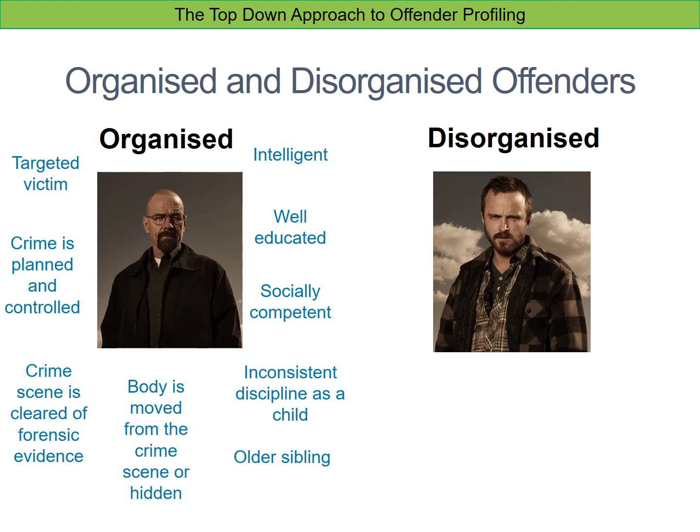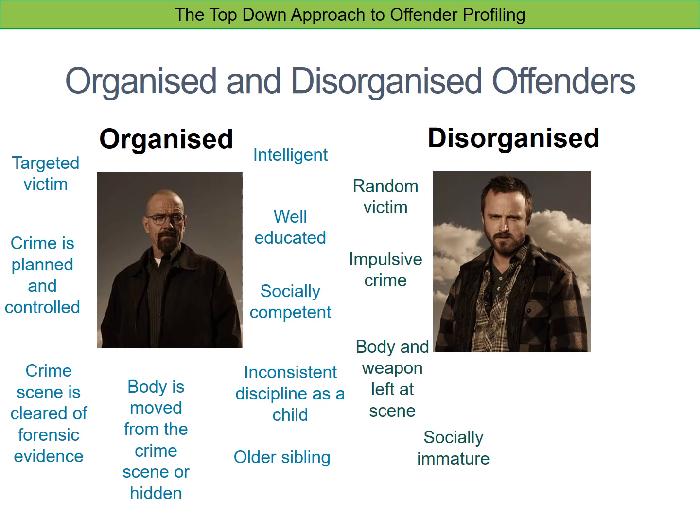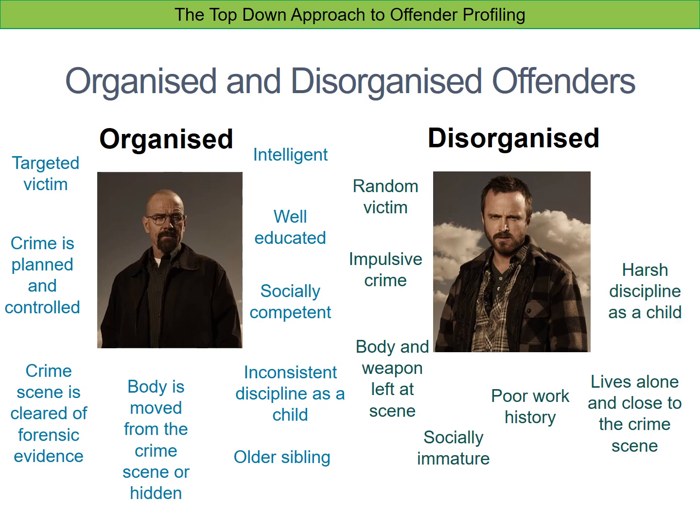Now, in contrast to this, disorganised offenders are pretty much the opposite. So a disorganised offender would have a random victim. The crime would be impulsive. They might grab somebody, it'd be opportunistic, and they would tend to leave the body and the weapon at the scene. So they would be socially immature, so not socially competent like an organised offender. They'd probably have a poor work history and they probably live alone and quite close to the crime scene. So it's considered that they probably had harsh discipline as a child and they tend to be the younger sibling.